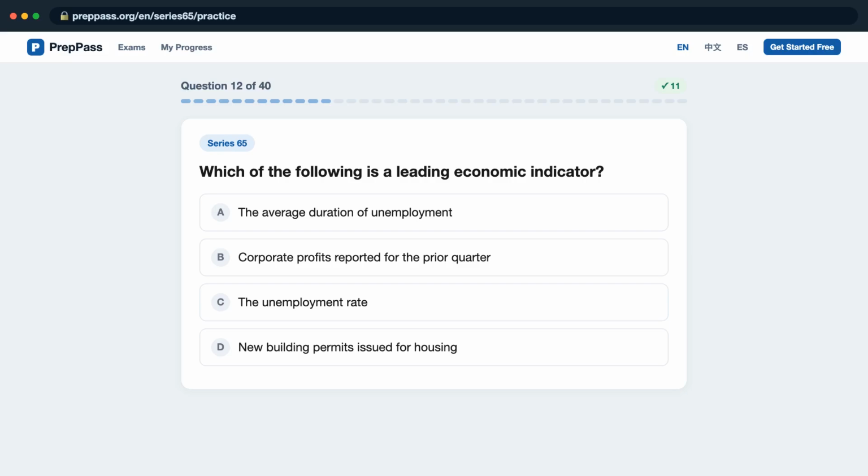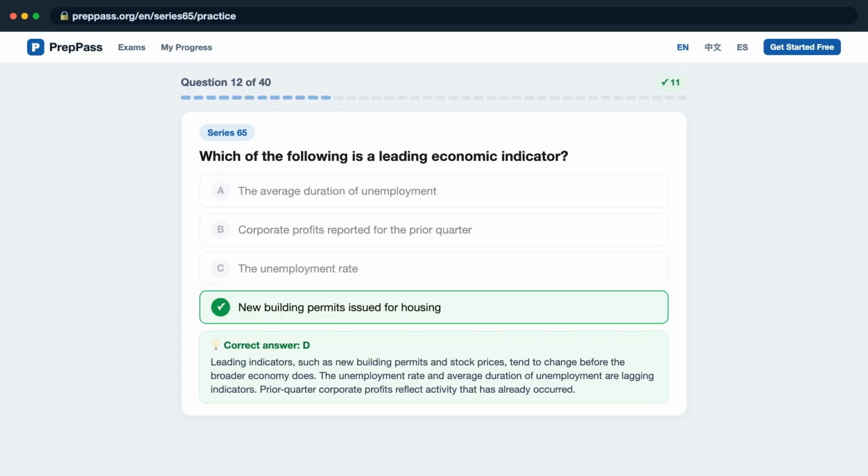Question 12. Which of the following is a leading economic indicator? Is it A, the average duration of unemployment? B, corporate profits reported for the prior quarter? C, the unemployment rate? D, new building permits issued for housing? The correct answer is D.